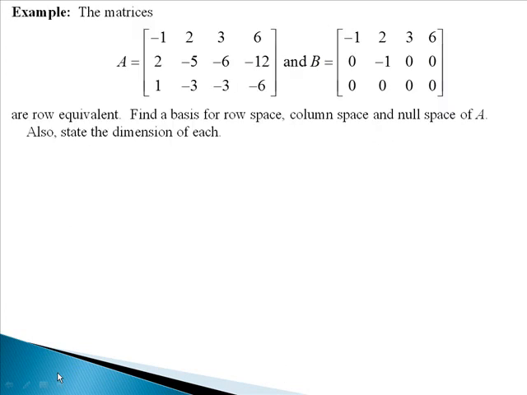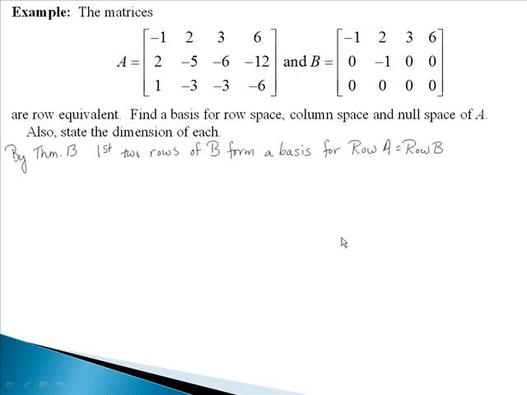Let's look at another example. We have two matrices A and B, and we're told that they are row equivalent. We want to find a basis for the row space, the column space, and the null space of A. And then also we want to state the dimension of each. Remember that the dimension is just the number of vectors in our basis. So once we find the basis, the dimension is easy to come by.